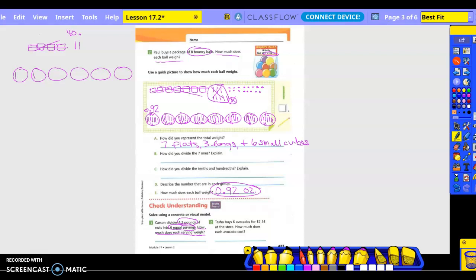Counting out longs one at a time: 1, 2, 3, and so on up to 42. So did I just get rid of every one of those? Yep. So I just got rid of all of that.